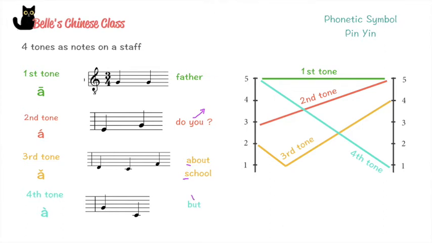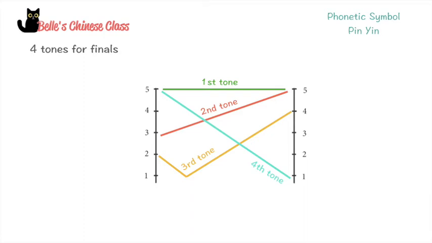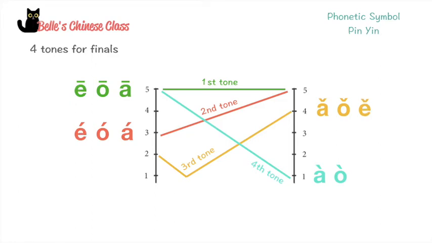When you practice it, you can play the sound on the piano and follow the pitches to pronounce it. Let's do it. Ah, ah, ah, ah. Okay, let's try another final. The letter O. O, O, O, O. Okay, let's try u. U, u, u, u. And let's try yu, yu, yu, yu.